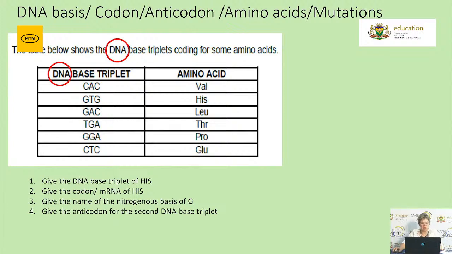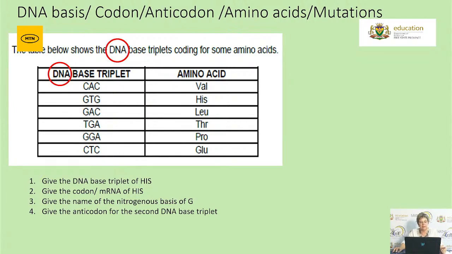Then they always give a table and they indicate the amino acids. You don't have to know the amino acids, but in this case, the table below represents DNA. So the red around the DNA is the DNA base triplet. Sometimes they will say this is mRNA, then they will ask you to determine the DNA. So look, what is the table? What is the heading of the table? DNA or RNA or mRNA? So that is very important.